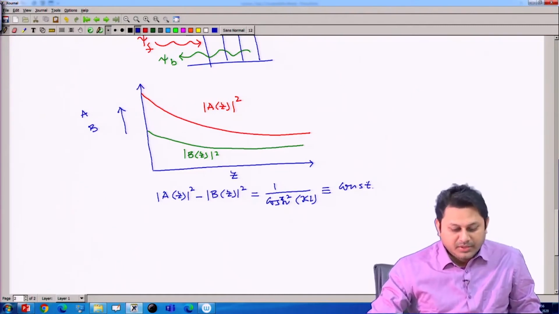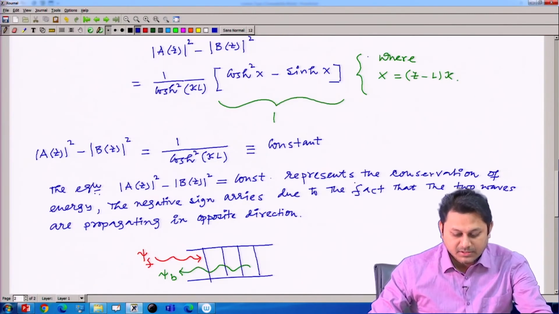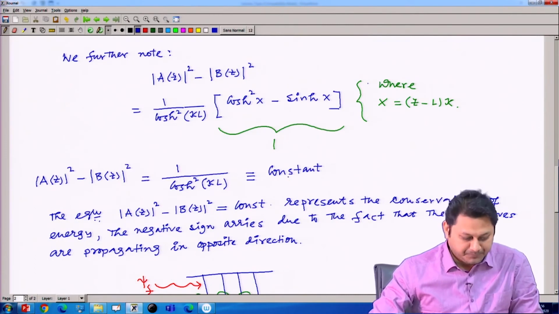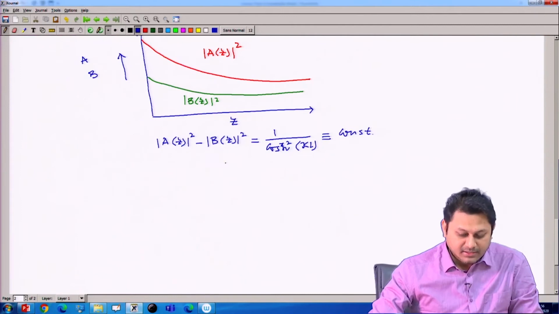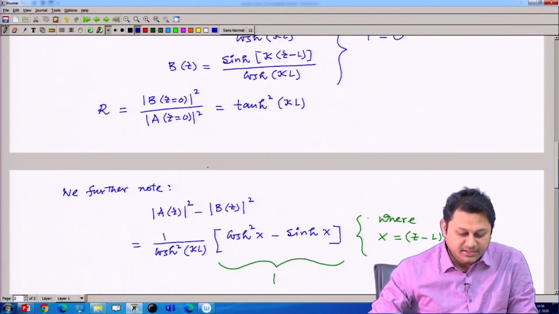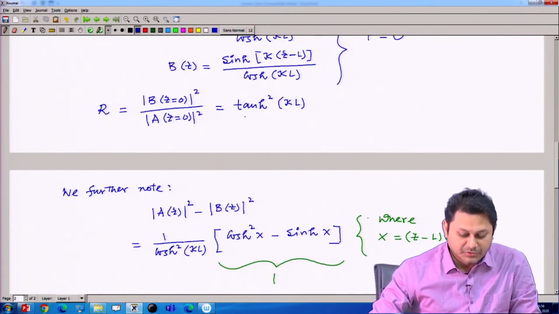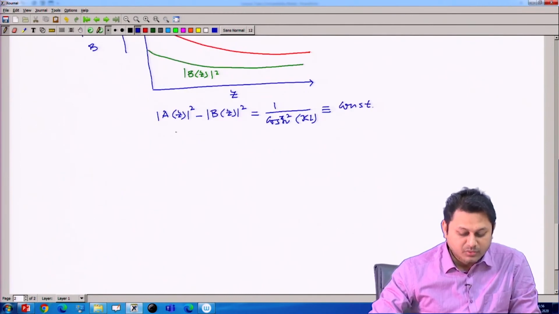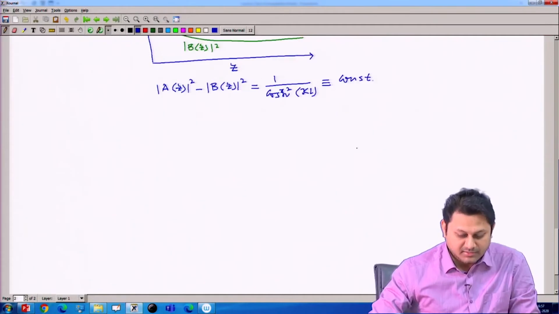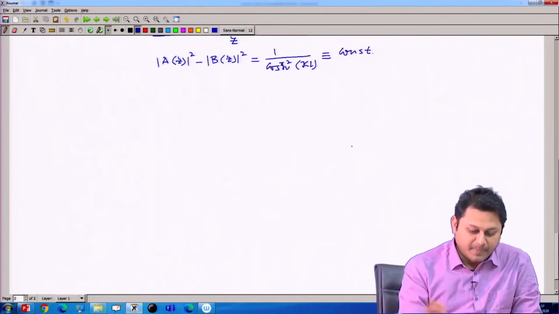So, we extract the information of A and B using the boundary conditions, and then we find what the reflectivity is. Reflectivity is coming out to be tan hyperbolic square of kappa L, and then we find out the value of A z square minus B z square, which essentially gives us the energy conservation condition, and it comes to be a constant value.